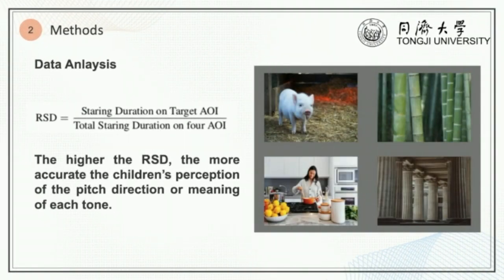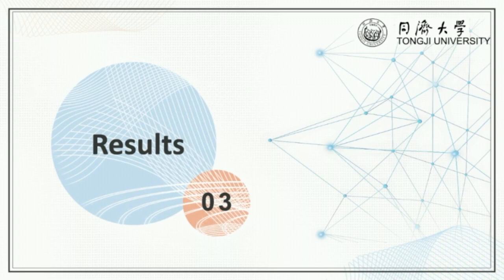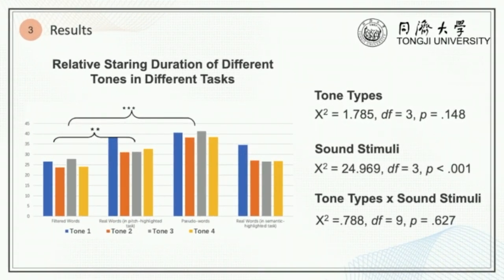The statistical software of SMI, BGAZE, was applied to divide the image stimulus into 4 areas of interest and collect detailed AOI data. The relative staring duration (RSD) of the target AOI was calculated statistically. Therefore, the higher the RSD, the more accurate the children's perception of the pitch direction or meaning of each tone. Now, let's see the results. As can be seen, children performed much better when sound stimuli were pseudo words.